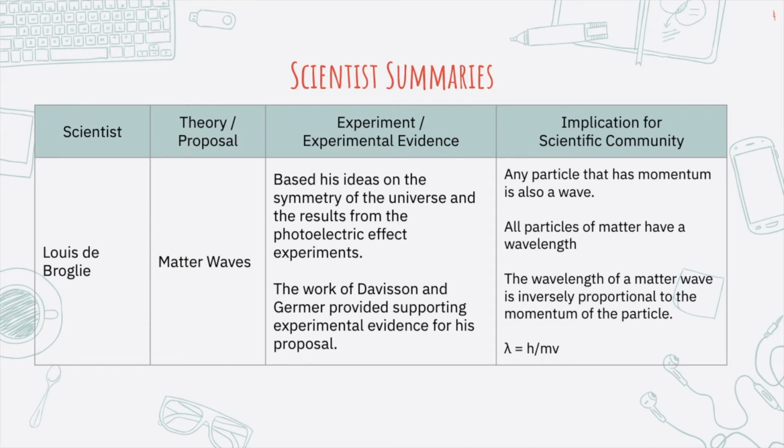The final thing you should look at is the implications of this work on the scientific community. This will be a big feature of your 6 and 7 and 8 mark questions. So you need to know, firstly, what was the idea before it, and what impact did this idea have on the community following it. So any particle that has momentum is also considered to be a wave, which means that all particles of matter have a wavelength, and this wavelength can be calculated through the formula identified. So these implications had massive effects on the field of quantum physics, and so these should be compiled for every scientist who is mentioned throughout the syllabus.